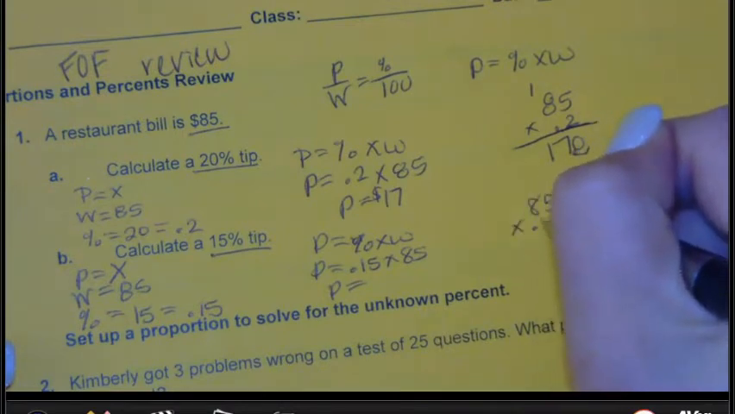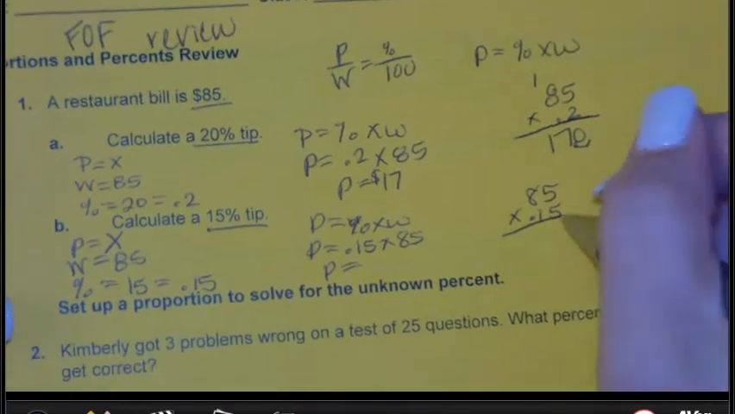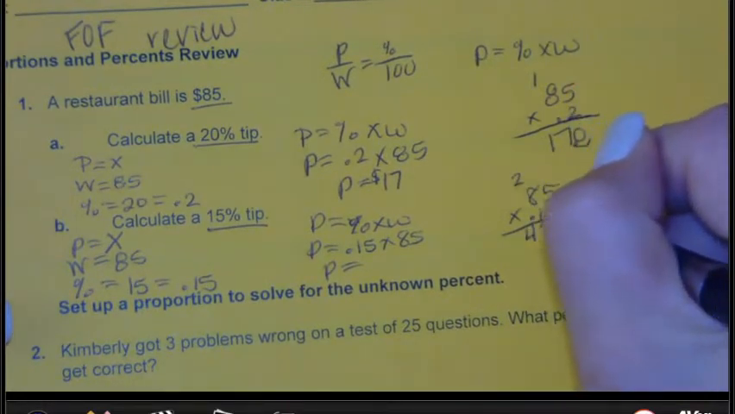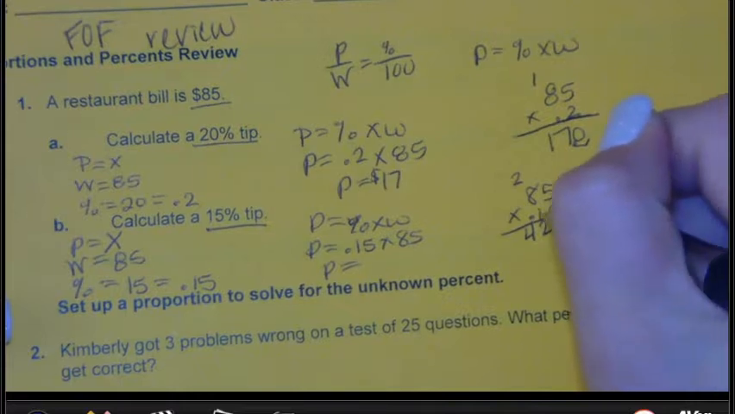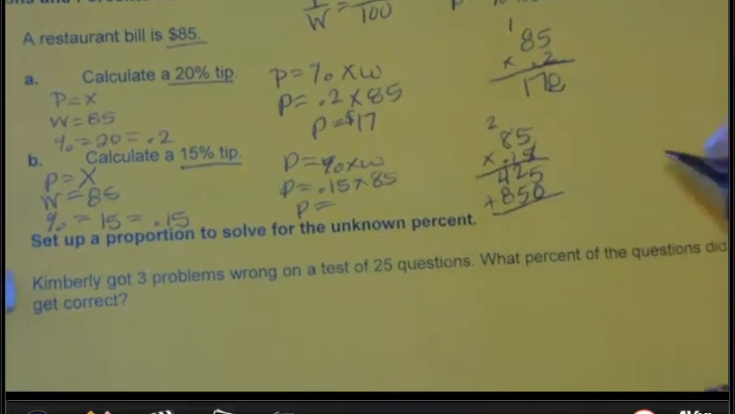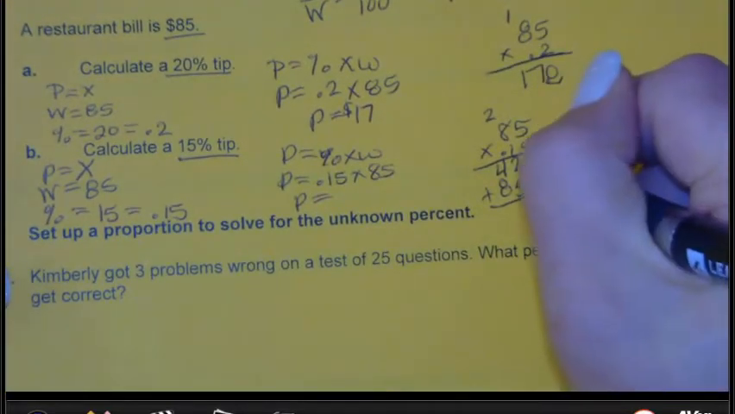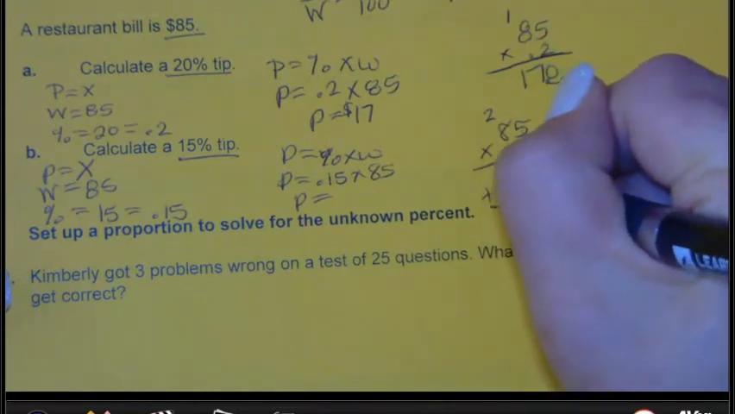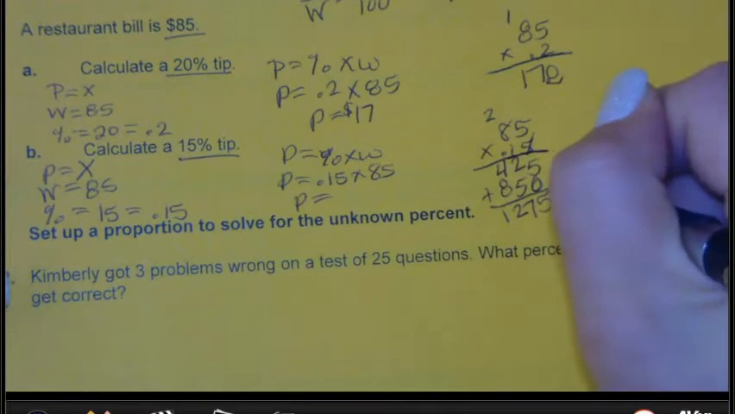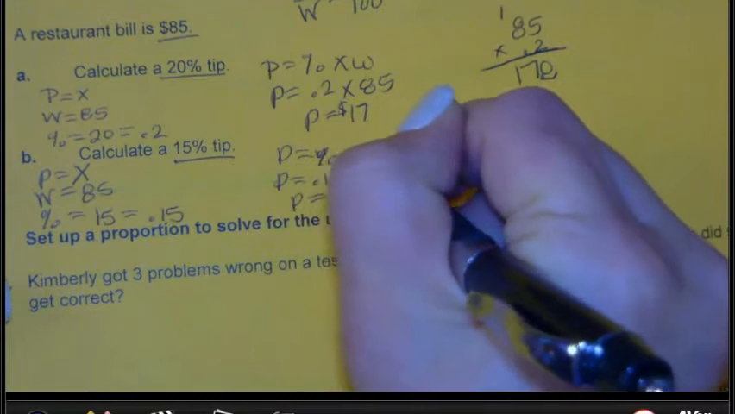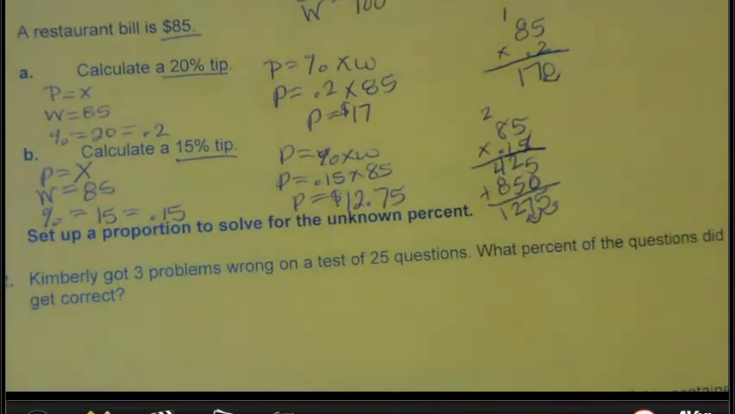So 85 times 0.15. 5 times 5 is 25, carry the 2. 5 times 8 is 40, plus 2 more is 42. Done with the 5, placeholder. 1 times 5 is 5. 1 times 8 is 8. And I'm going to add these numbers up together. 5 plus 0 is 5. 5 plus 2 is 7. 8 plus 4 is 12. And I have 2 place values, so I'm going to go 2 times to the left to get my part is equal to $12.75.